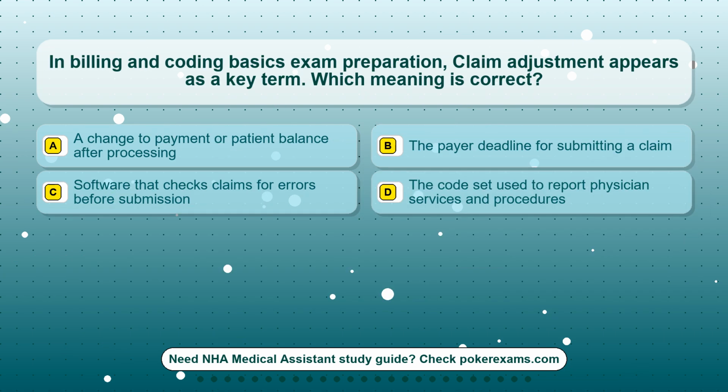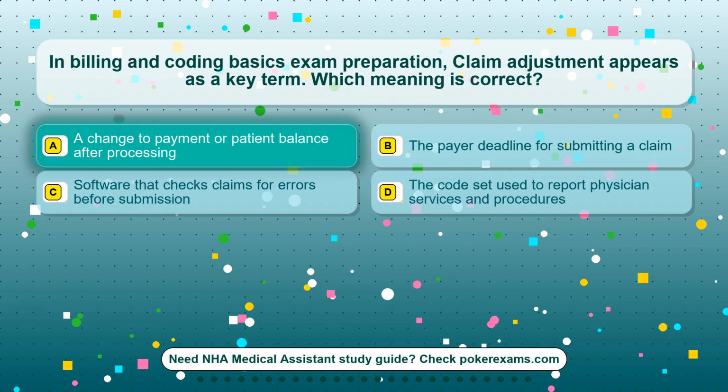Question 24. In Billing and Coding Basics exam preparation, claim adjustment appears as a key term. Which meaning is correct? Option A. A change to payment or patient balance after processing. Option B. The payer deadline for submitting a claim. Option C. Software that checks claims for errors before submission. Option D. The code set used to report physician services and procedures.